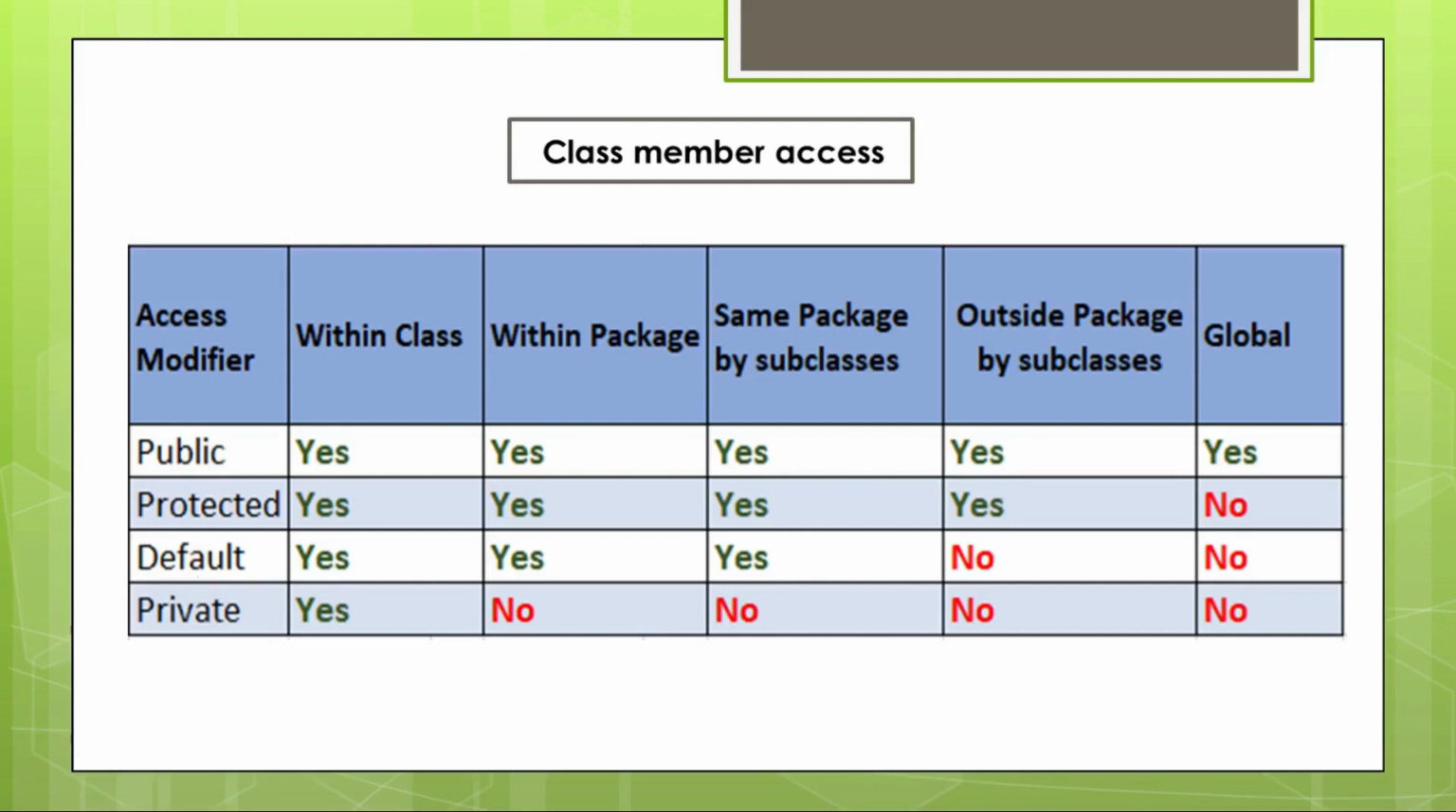If I say public int a, it is public. If I say private int a, it is private. If I say protected int a, it is protected. What do you mean by simply int a? I did not give any access modifier. If I have said int a, what do you mean by that?